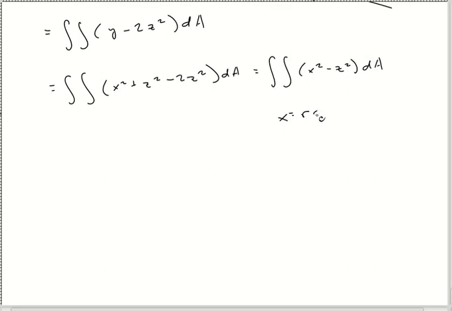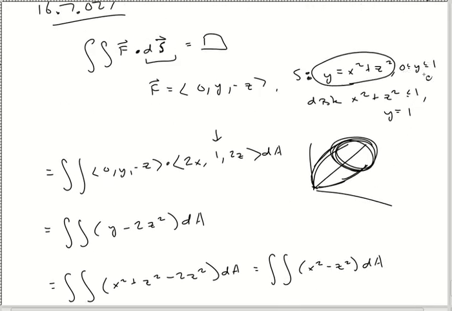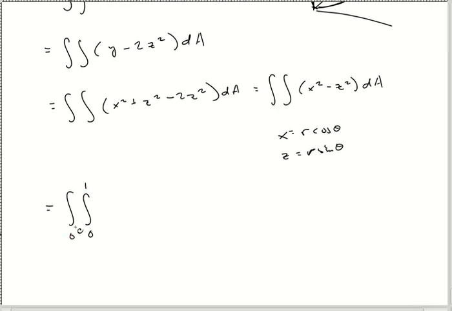So x is going to be equal to r cosine theta. My z is equal to r sine theta. I'm just reminding you this stuff, okay? I think that's actually all we need in this particular case. So if I'm going to polar, notice that I'm going from my y equals 1. If I put it in there, what's my radius? It's going to be a 1, so 0 to 1 for my radius, 0 to 2 pi for a full circle, and then I've got now r cosine theta all squared minus r sine theta all squared, and all this times r dr d theta.